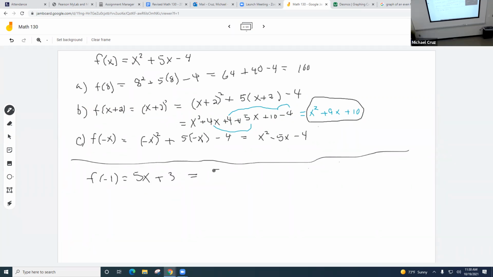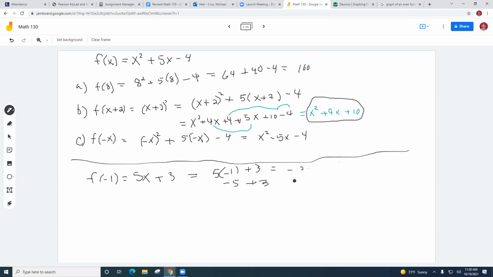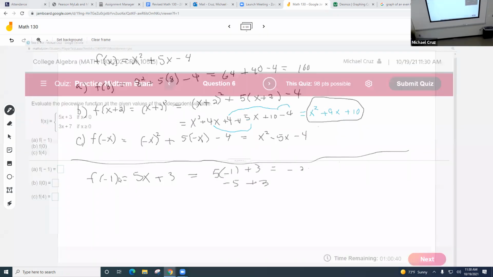So you've got to put it in the right one, or you're not going to get it right, because it's piecewise. So this is a -2, right? That's going to be -5 plus 3. Okay, so that one's -2.